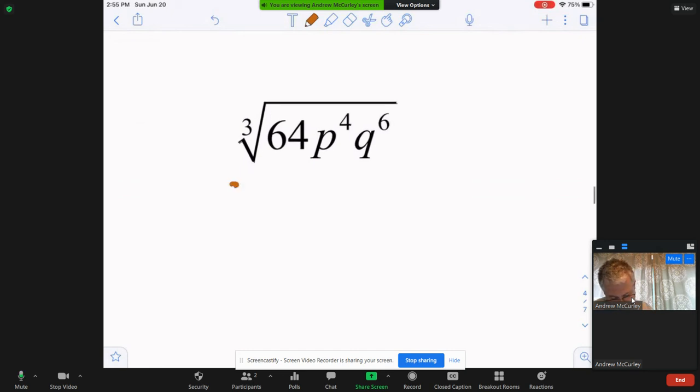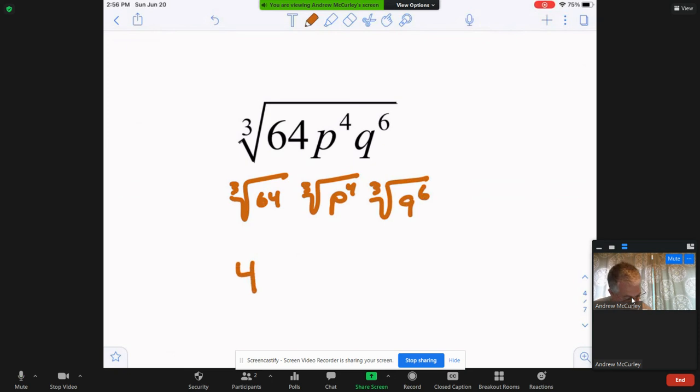So we can say, okay, cube root of 64, cube root of p to the 4th, cube root of q to the 6th. So this is going to be 4. We'll get one p out of there. That means we have to leave one of the p's on the inside. We got q to the 6th. So that's going to give me q^2. And that's it. We're done.